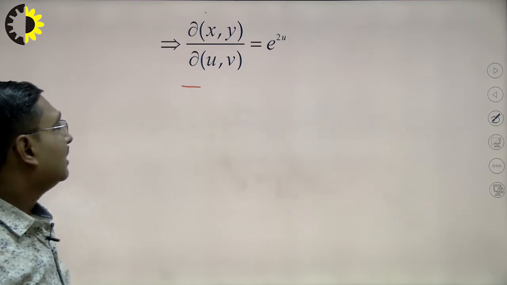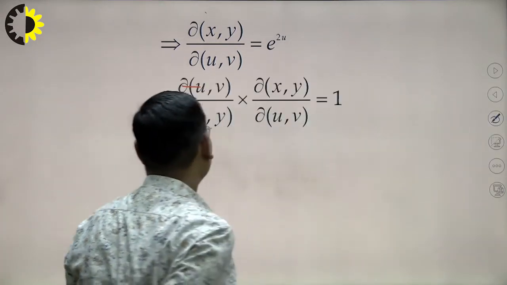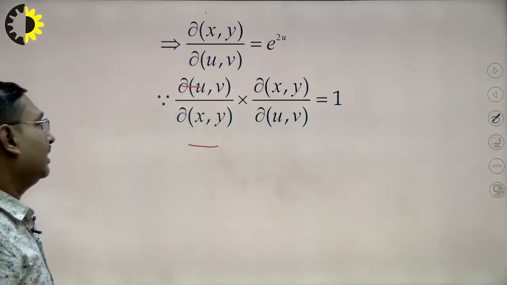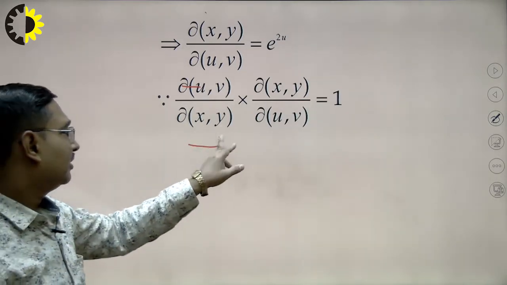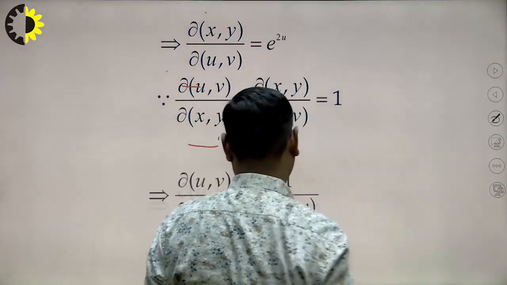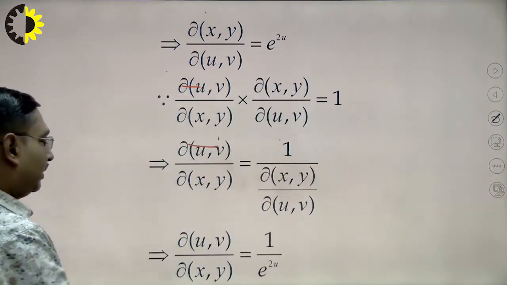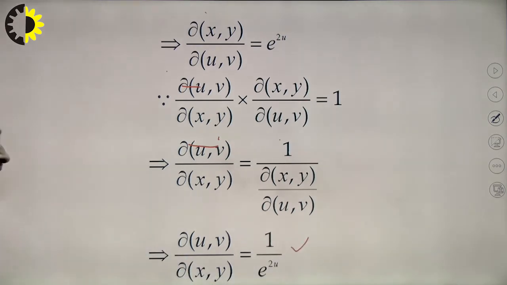Now, this Jacobian is calculated and there is no difficulty in calculating del u v over del x y, because the product of del u v over del x y and del x y over del u v is 1. This value of del x y over del u v will be substituted here, and substituting the value I obtain del u v over del x y as 1 upon e raised to the power 2u, which is our required value.